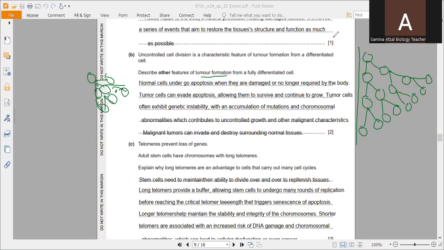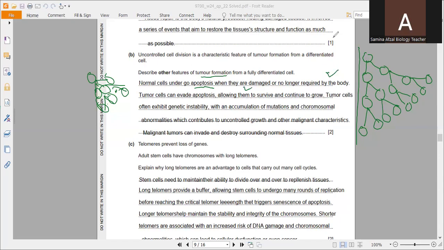Here I have used the word apoptosis. Apoptosis is the normal planned death of damaged cells in your body. It is an important process that helps keep you healthy. But when it happens too often or not often enough, you can develop problems like tumors or cancer. This is a natural process: when cells are damaged or no longer required by the body, apoptosis takes place and those damaged or injured cells die. Tumor cells can evade apoptosis, allowing them to survive and continue to grow. They will not let them die, allowing them to survive and continue to grow.